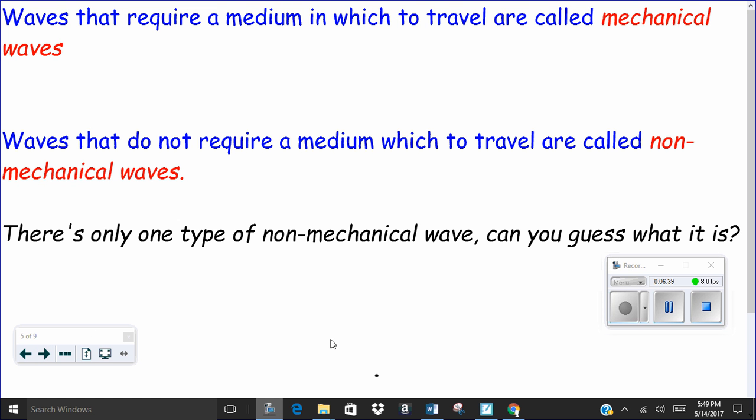There are two types of waves, mechanical waves and non-mechanical waves. Mechanical waves require a medium in which to travel: air, an object, water. There is only one type of non-mechanical wave. We've talked about it before in a previous unit, and think about that and you can guess again what that is by the end of this video.